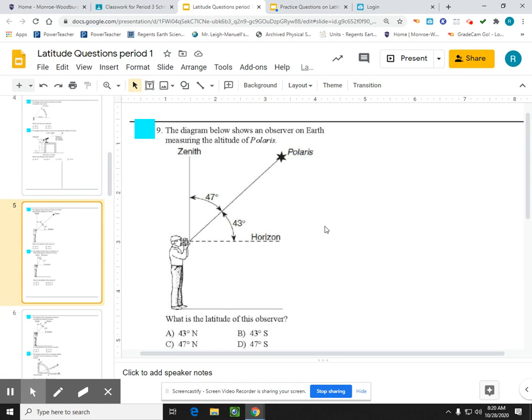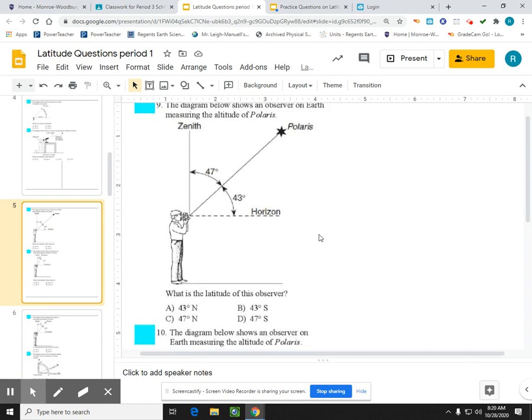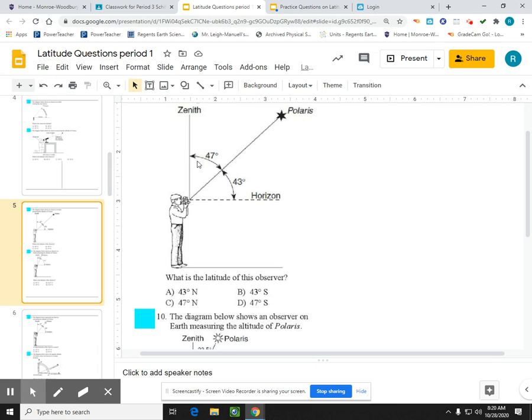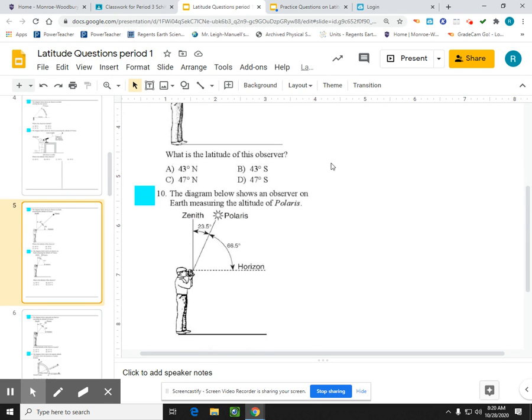In this diagram, the diagram below shows an observer on Earth measuring the altitude of Polaris. You see the measurement from the horizon, also from the zenith. What is the latitude of the observer? It would be 43 degrees north. We use the angle of Polaris above the horizon to find our latitude.